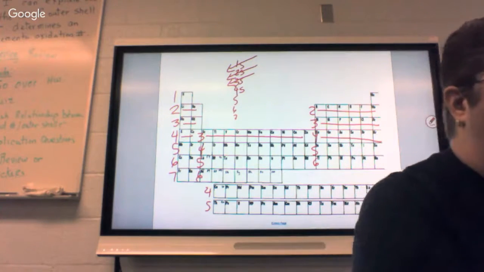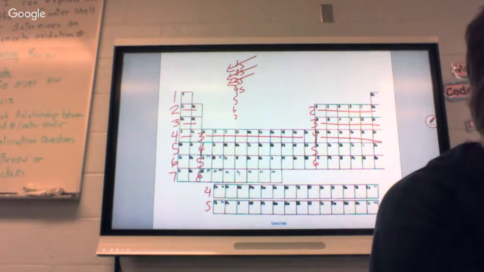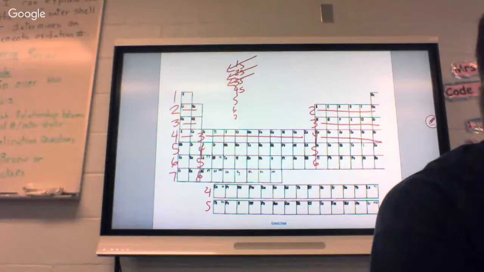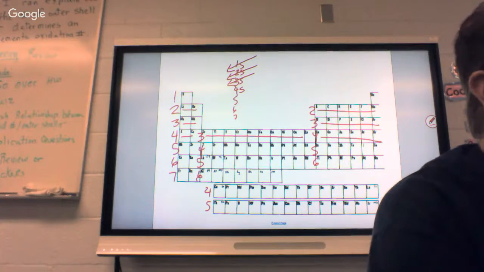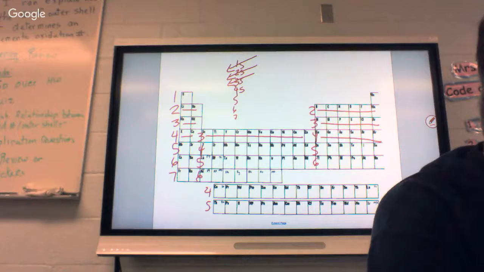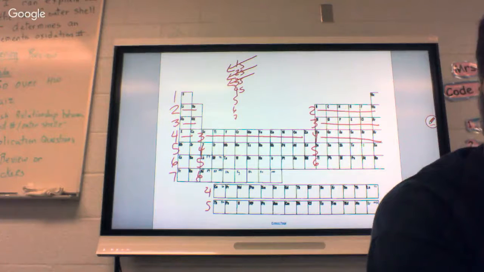4P. What main energy level can hold 18 electrons? The 3. Okay? Because you can have S, P, and D, and they add up to 18. What is the total number of electrons at the second energy level? 8. Because you can add S plus P and get 8. What's the total number of electrons at the fourth energy level at N equals 4? 32. What is the fourth period element with an octet?